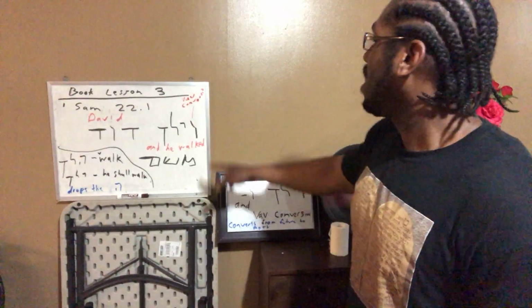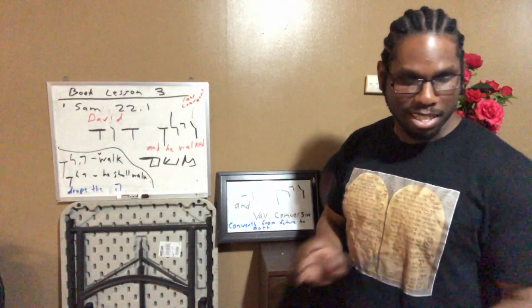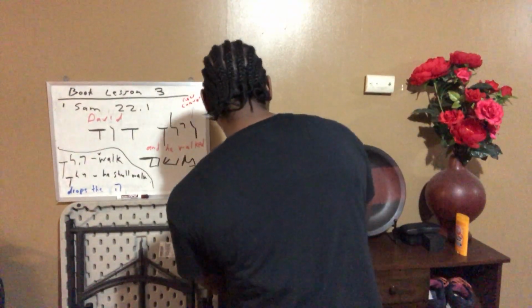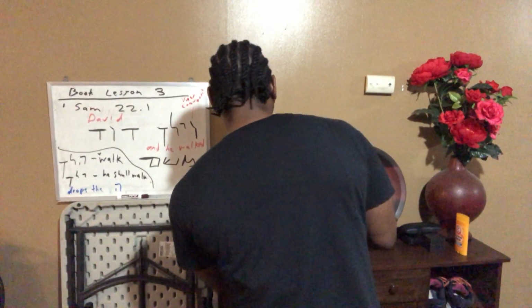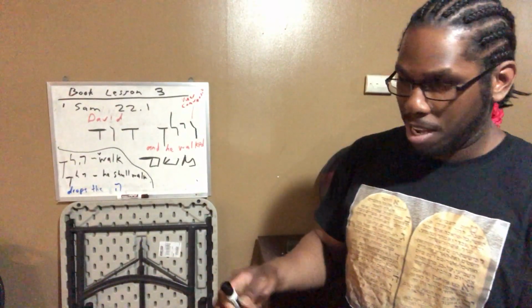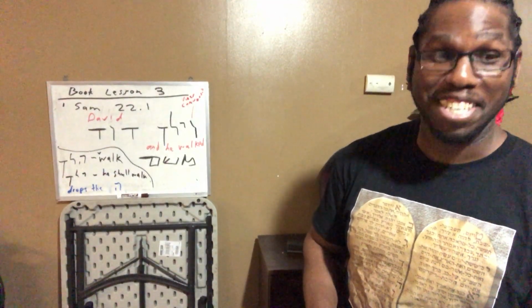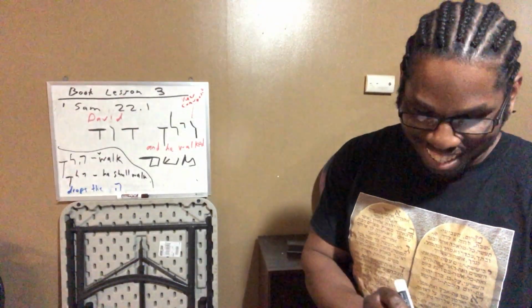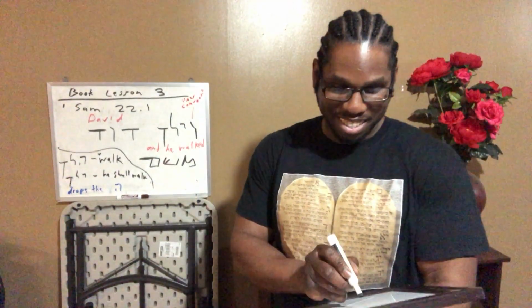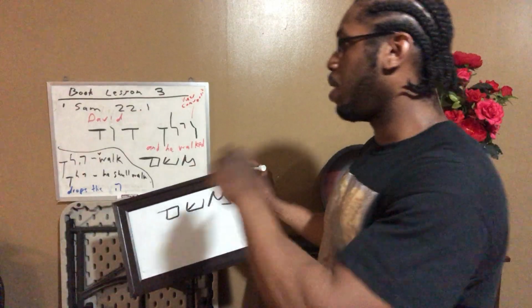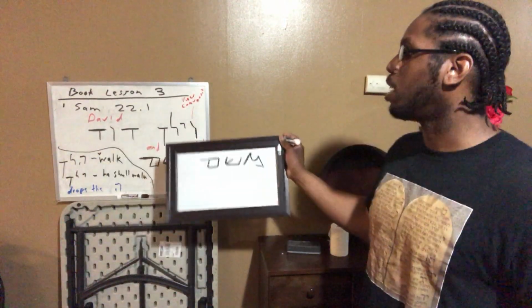So, and David walked. What does this mean? Let's dissect this now. It's time to dissect that. So the word, misham. So now we have to understand context. And he walked, David walked.